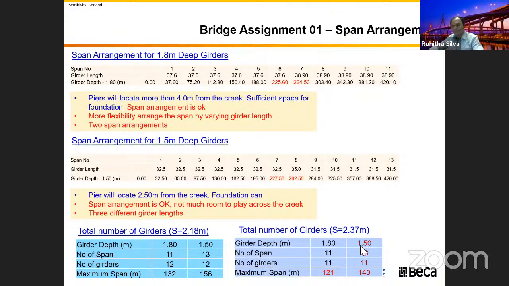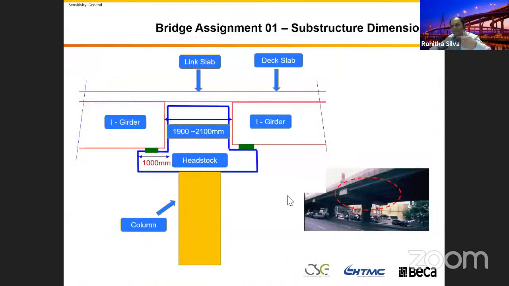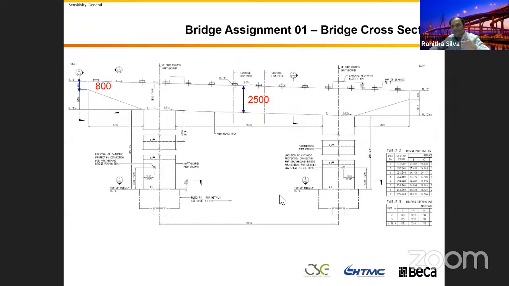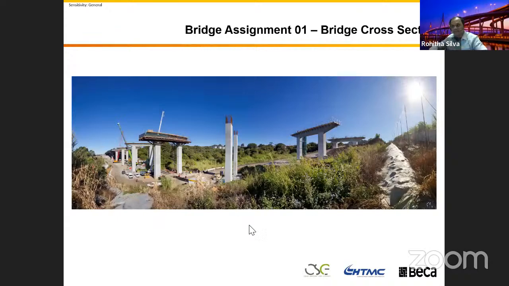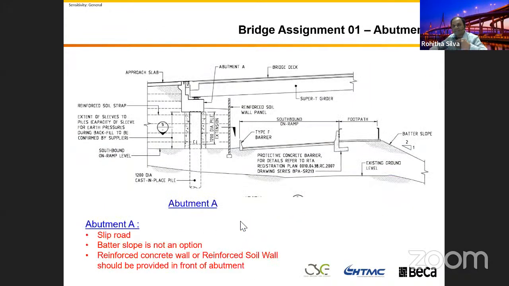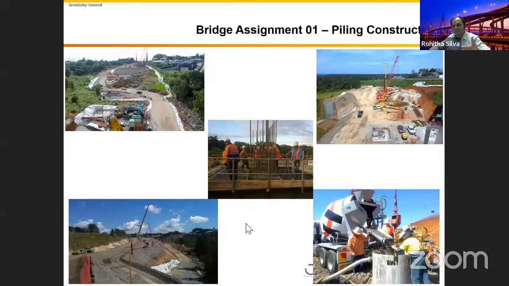Because of that, it's becoming a standard practice, then easy to adopt. So when you are selecting your bridge girder depth, you can always select that one. What is the standard common one you are using in your country? Because you can fabricate any girder, anything is okay.